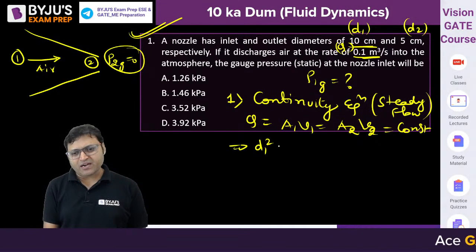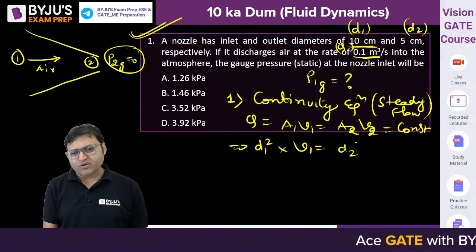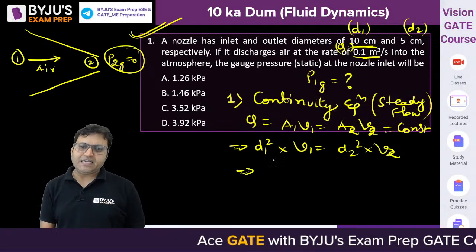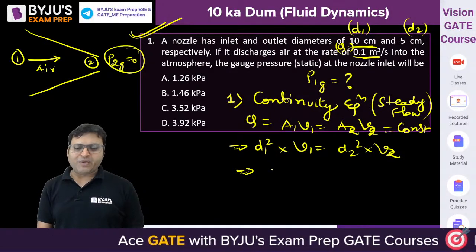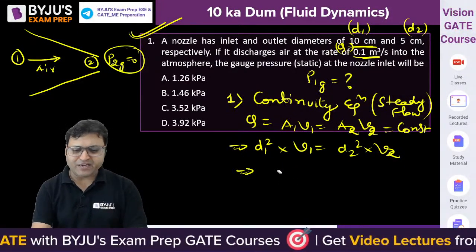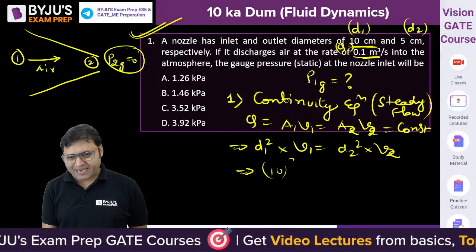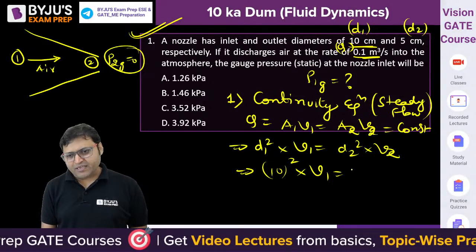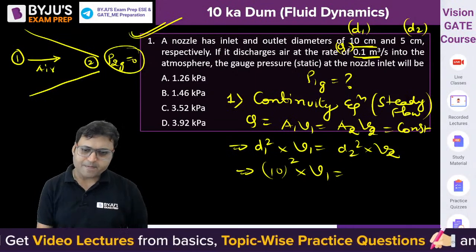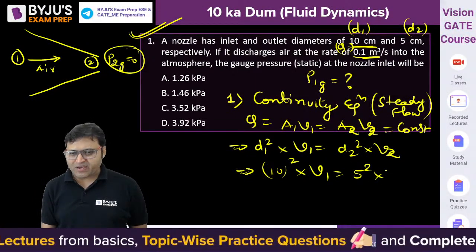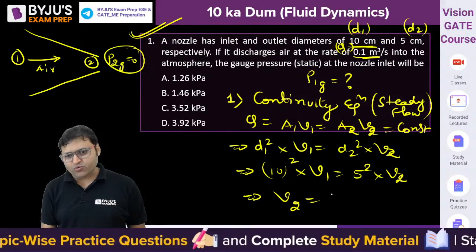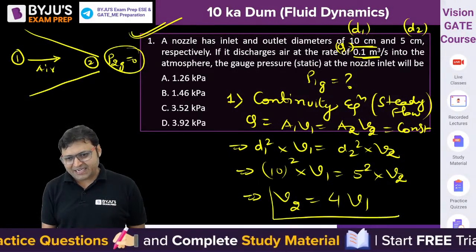From here we can say D1 square into V1 is equal to D2 square into V2. So we can say V2 becomes 4V1, isn't it? If we put the value, D1 is 10 centimeter, so it will be 10 square into V1 is equal to 5 square into V2, so V2 is equal to 4V1, isn't it?